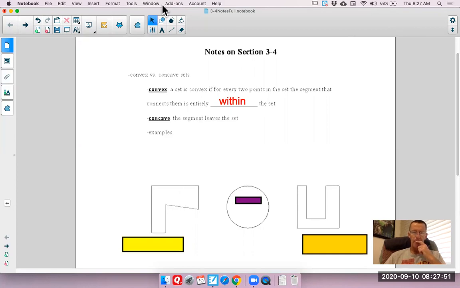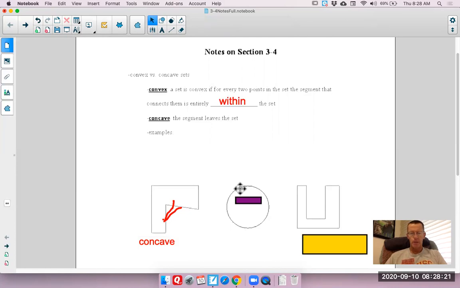So is that going to happen here? What if I picked a point right here and right here? Is the line segment that connects them, does that stay within the set? Absolutely not. What if I pick this point and this point? No, obviously not, right? It leaves it when it goes outside there. So this, we would say, is concave.